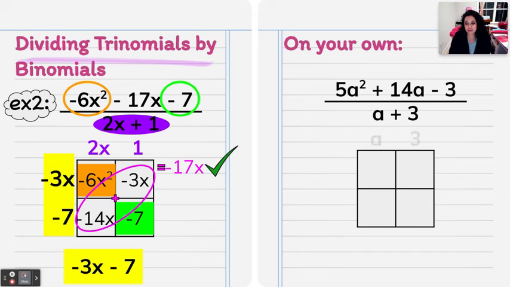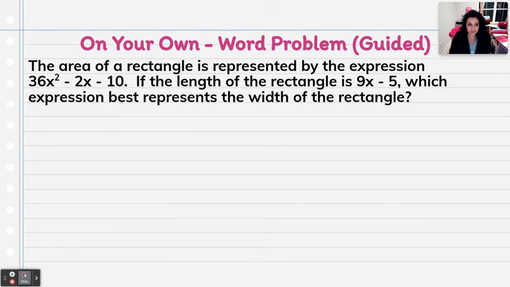I'm going to start you off by placing your binomial on the top of the box. So what term are you going to fill in on the top left? What term are you going to fill in on the bottom right? Work it out. Move it on.